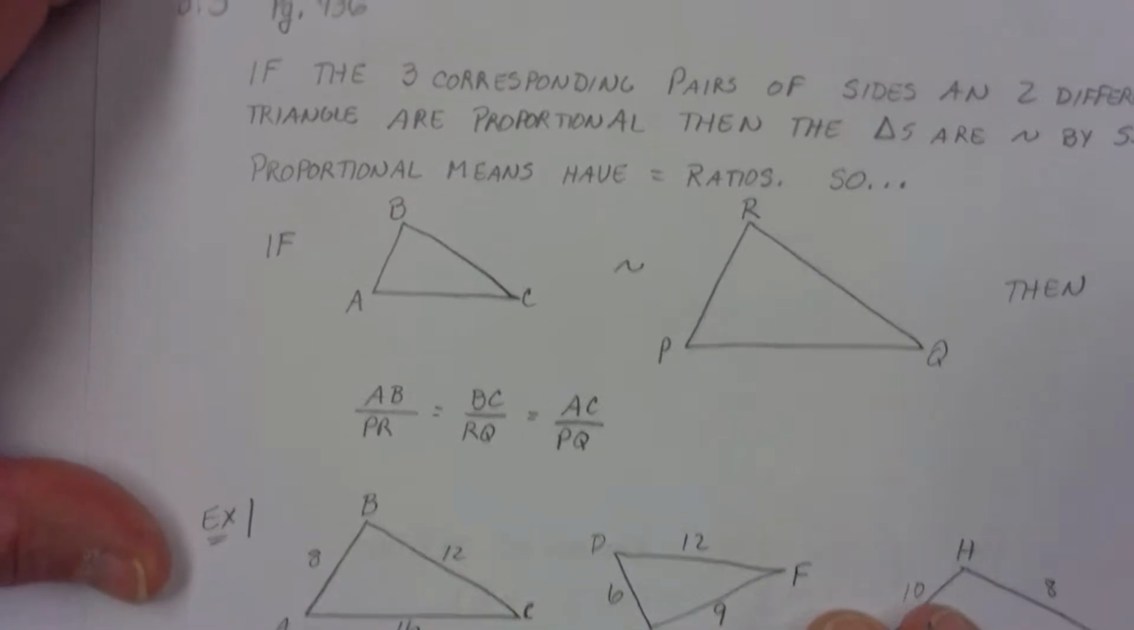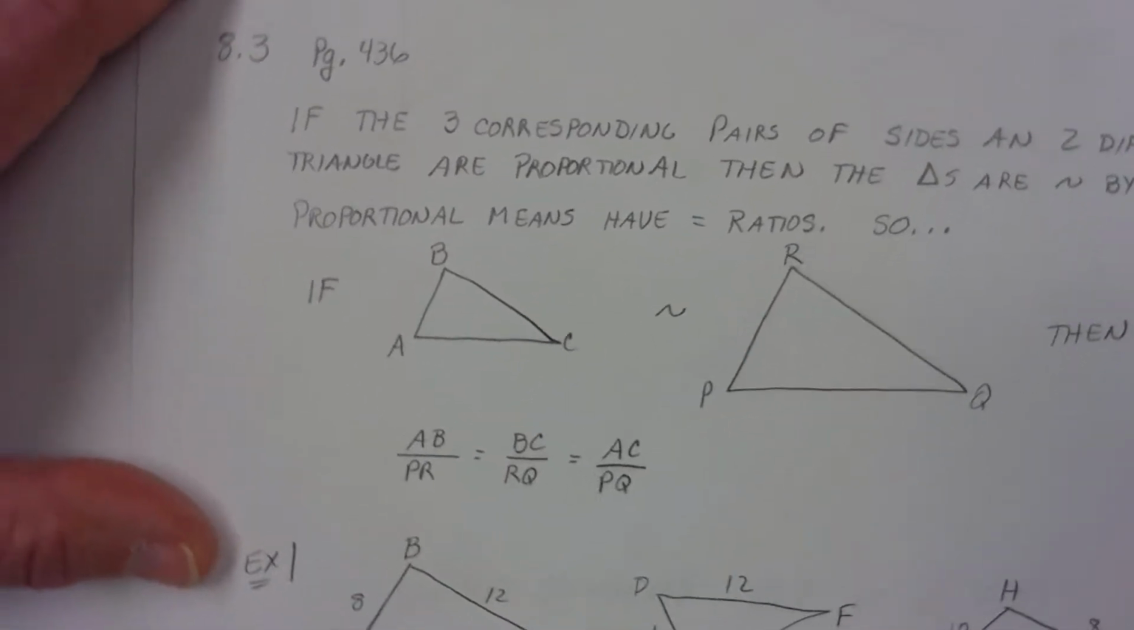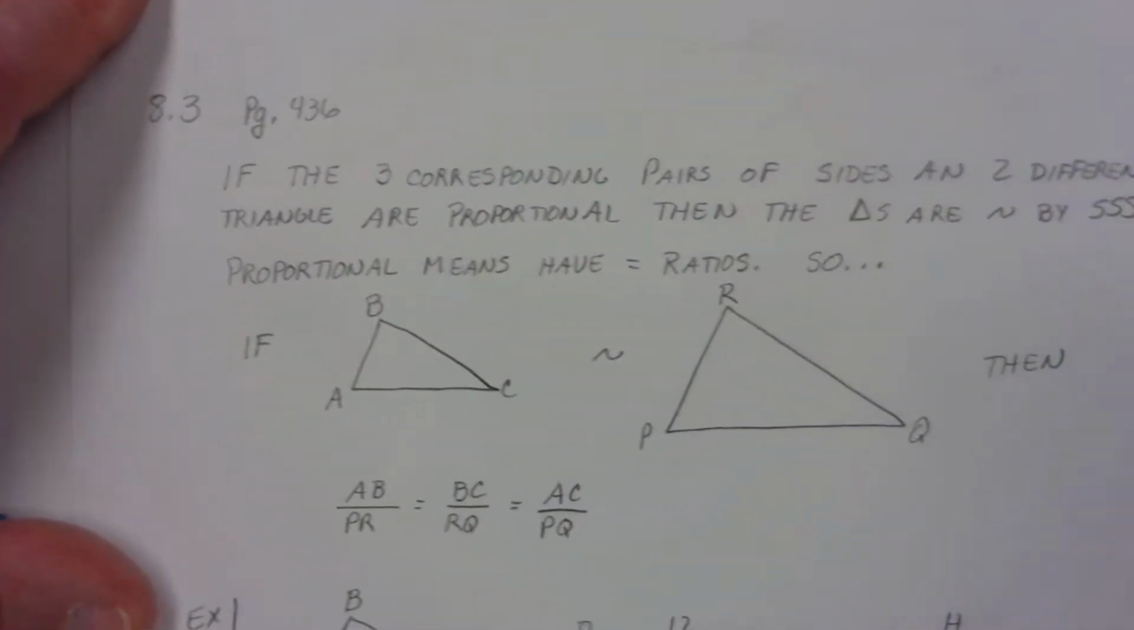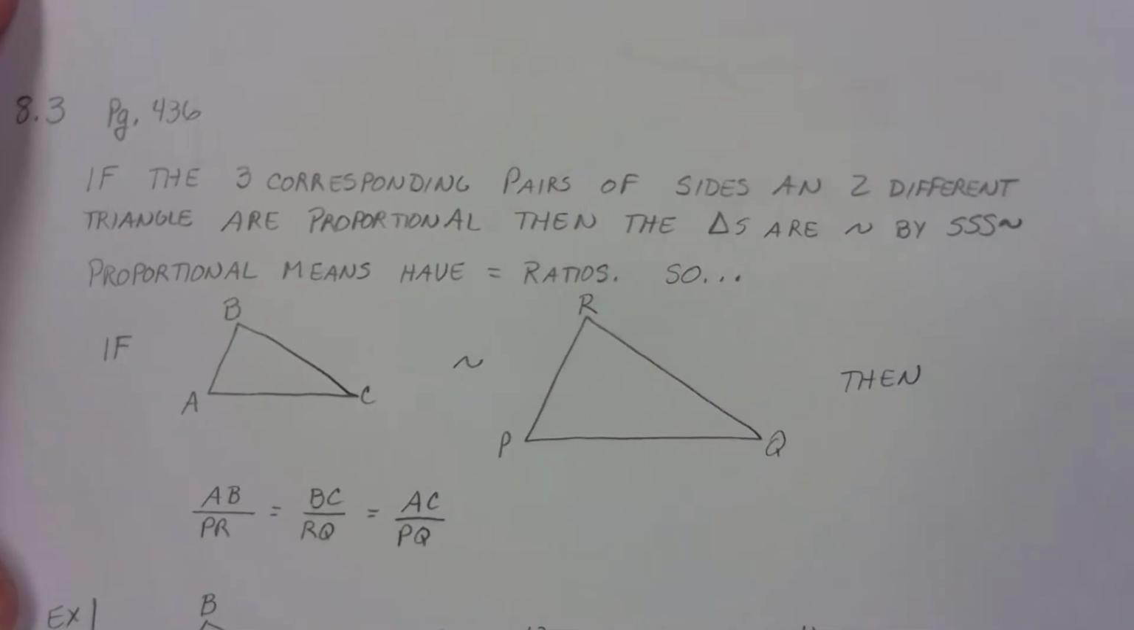Okay, moving along. Now we're moving on to section 8.3. We've done all the angle similarity stuff. Move this so that you can see it all. Okay, I'm going to turn to page 436.